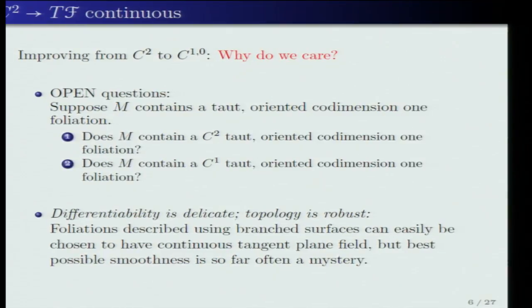Because of this, all sorts of constructions which are naturally C0 but not naturally C2 tell us nothing about existence of smooth foliations. So differentiability is delicate, but topology is robust. Foliations described using branch surfaces can easily be chosen to have continuous tangent plane field, but best possible smoothness is often a mystery, at least with current technology.